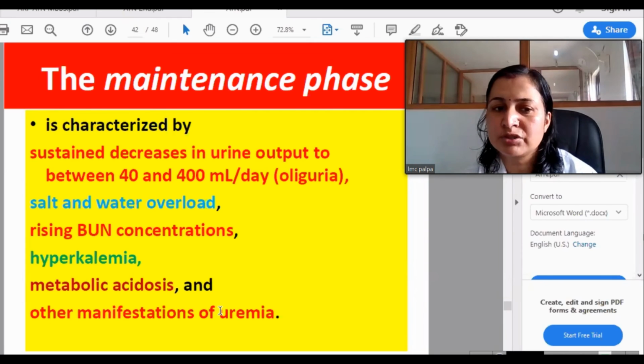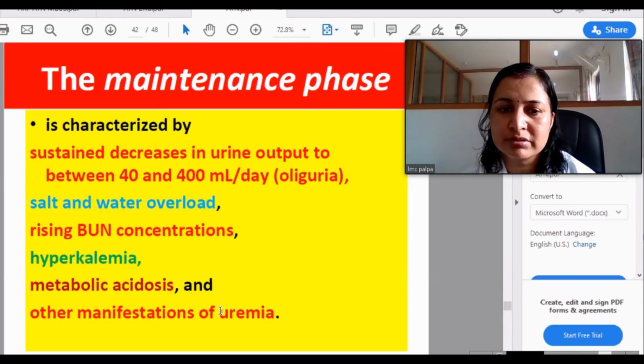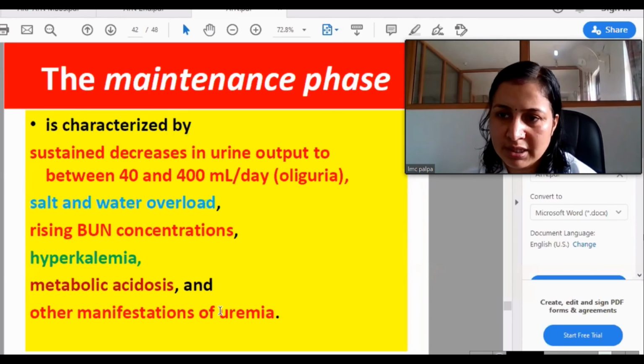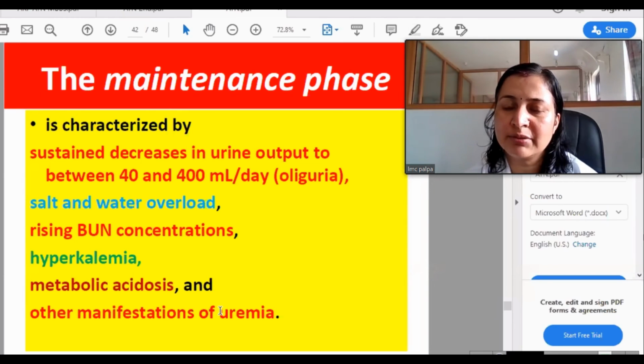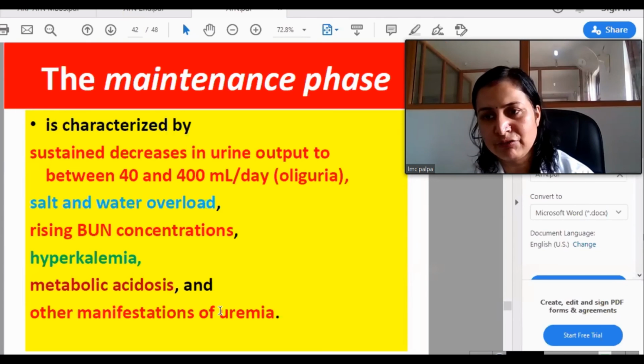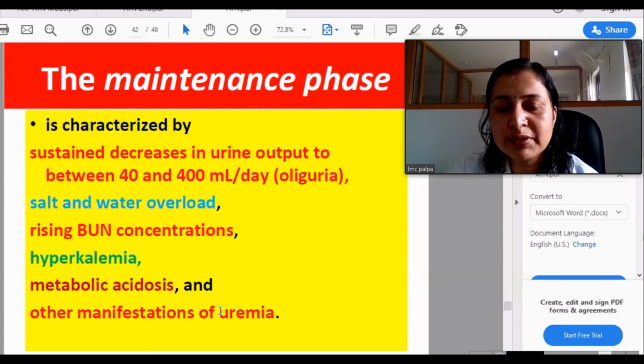At the same time, there will be salt overload, meaning increased serum sodium. Blood urea nitrogen concentration will be increased. Potassium: hypernatremia, hyperkalemia. Natremia means sodium is increased, kalemia means potassium is increased, BUN means blood urea nitrogen is increased, and metabolic acidosis and features of uremia are there. Now in this maintenance phase, if the initiation phase could not be checked along with oliguria, and all these things have come, that is the maintenance phase.